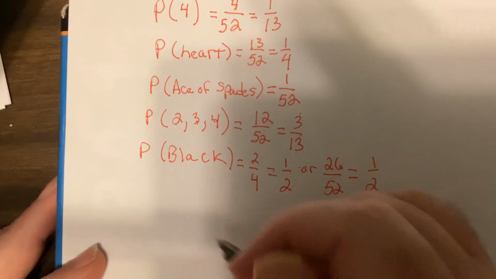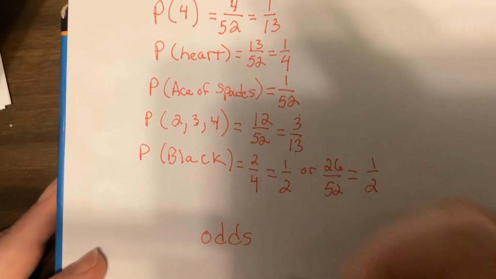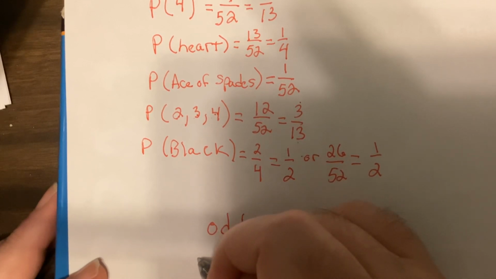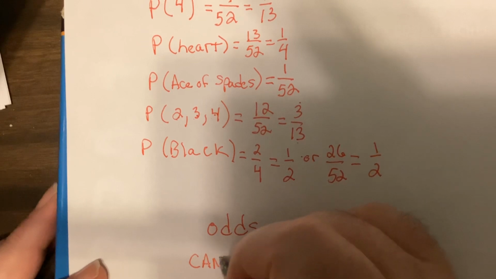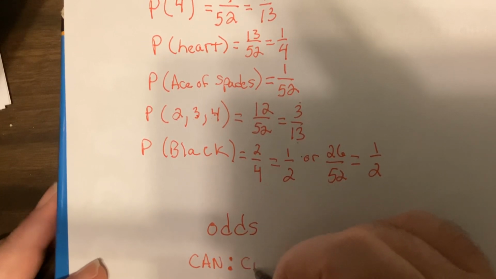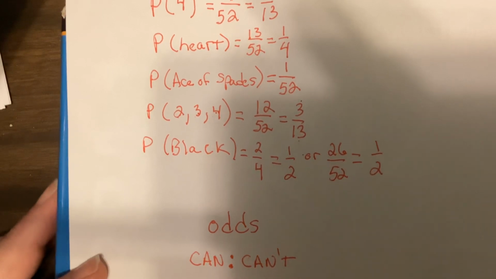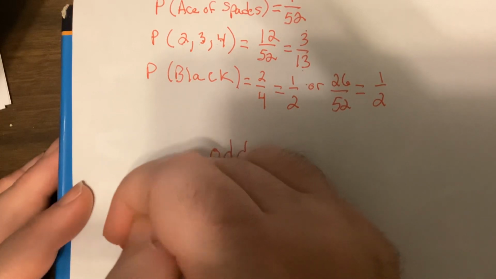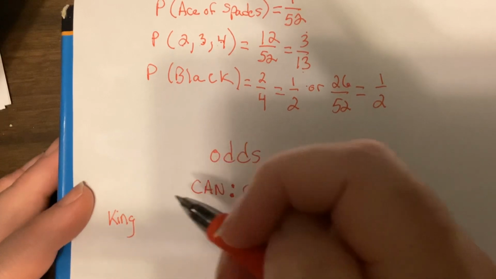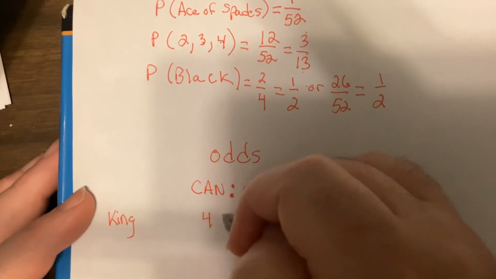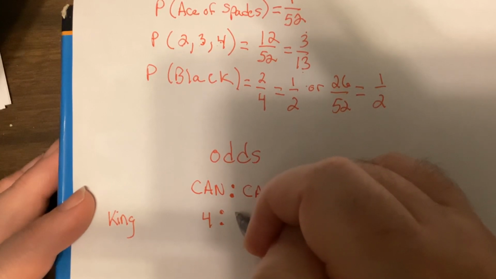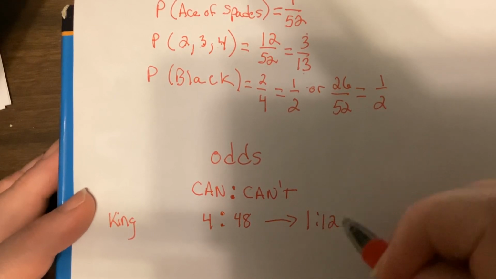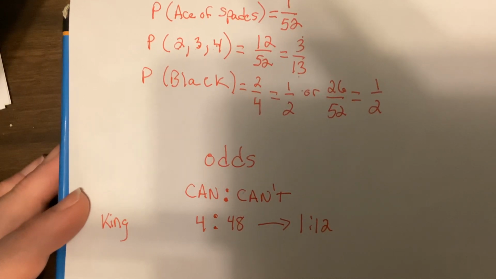Now, one last thing to talk about, and that's odds. It's just a way of looking at probability differently. Odds are the number of ways it can happen compared with the number of ways it can't happen. So if I said, what are the odds of pulling a king? I would say, well, how many kings are there? 4. Out of how many cards are not kings? And that'd be 48. And then you reduce it to 1/12. So it's just a different way of looking at it.